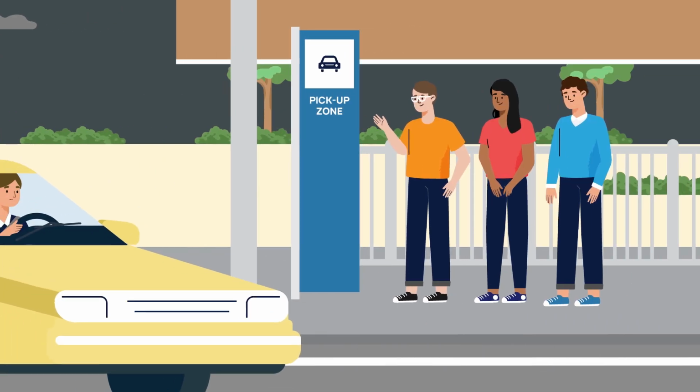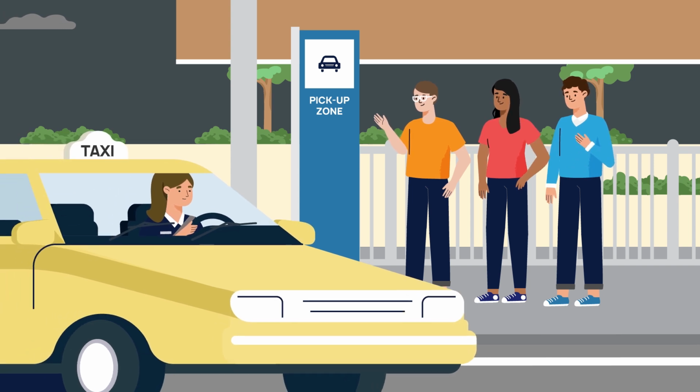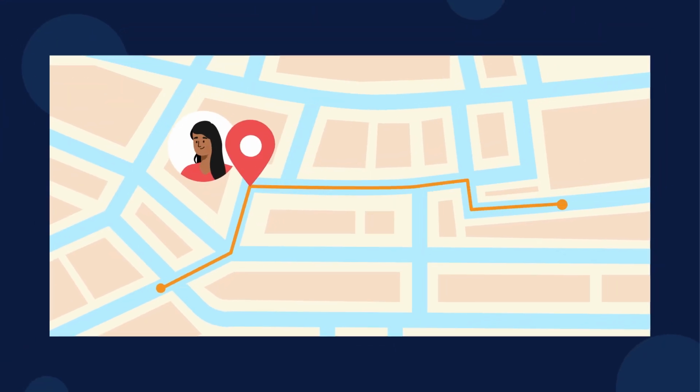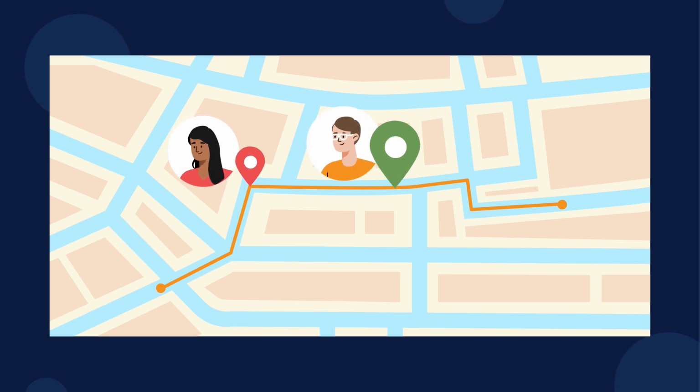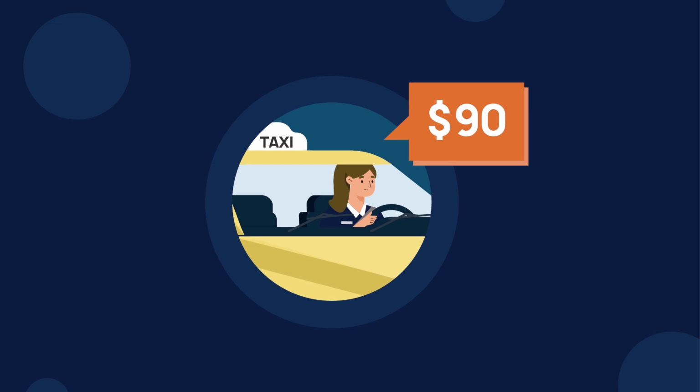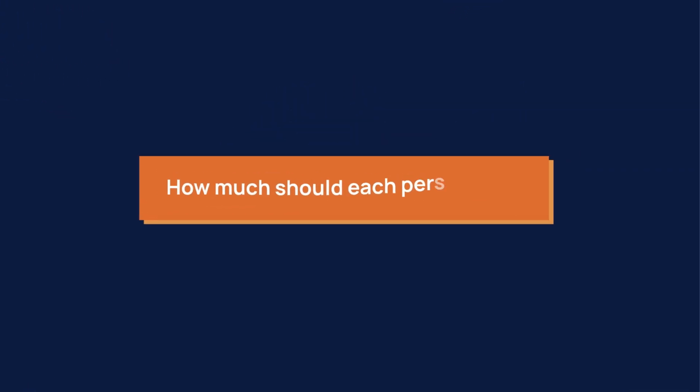The 3 friends decide to take a taxi before 11 p.m. Nina is dropped off first, going roughly 1/3 of the way. Sammy is next, travelling about 2/3 of the way. Joe goes the whole way to his house. The trip costs $90. How much should each person pay?